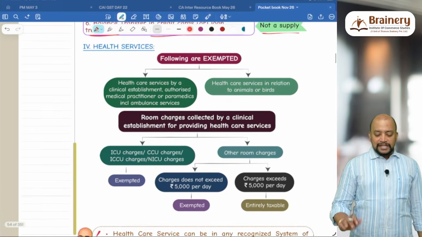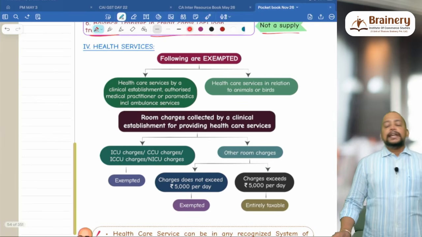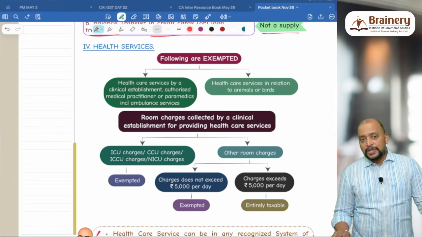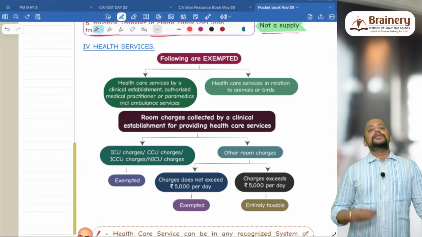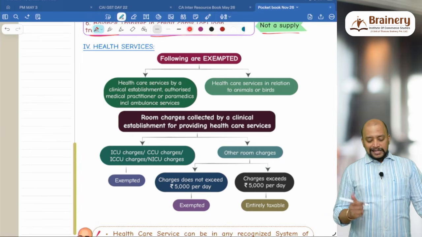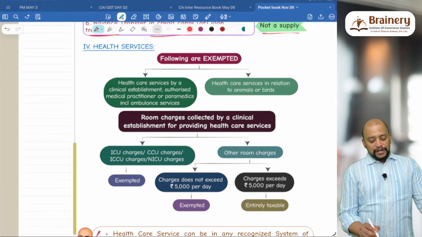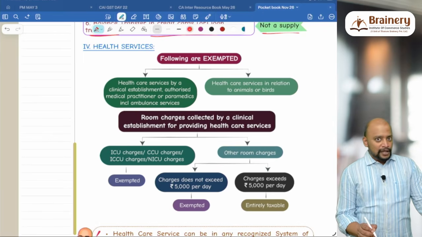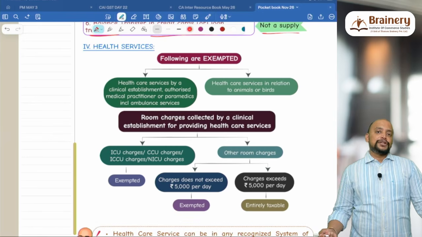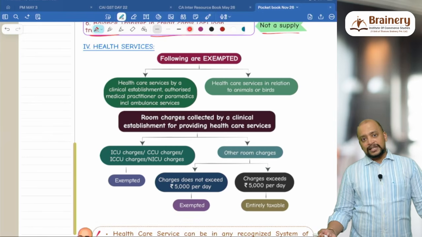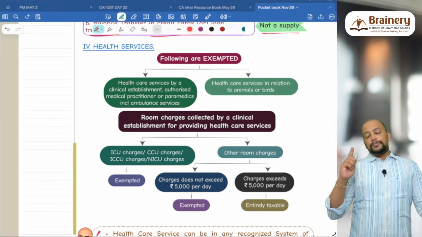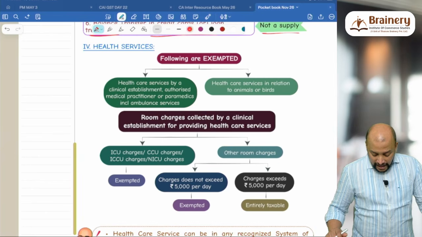Then the next area that we are discussing, number 4, is healthcare services. In case of healthcare services, number 1, healthcare services provided by a clinical establishment or by an authorized medical practitioner or by paramedics, including ambulance service, is exempted. So healthcare services by a clinical establishment, authorized medical practitioner or paramedics, including ambulance, that is one exemption. And the next exemption is healthcare service in relation to animals and birds. These are the two healthcare services that are exempted. But under healthcare, the entire amount collected will be exempted. But for room charges we have a relaxation. And what is that?